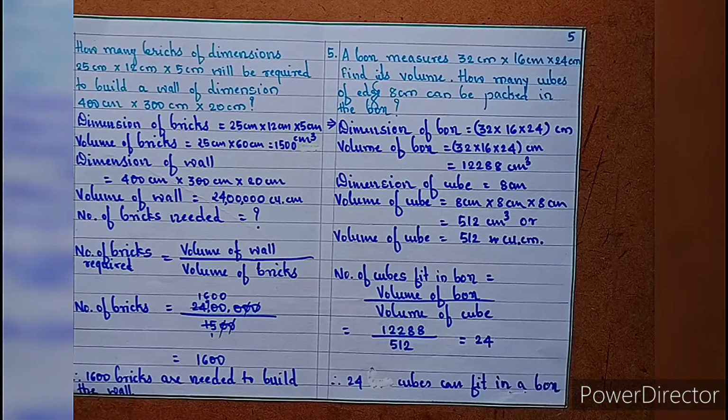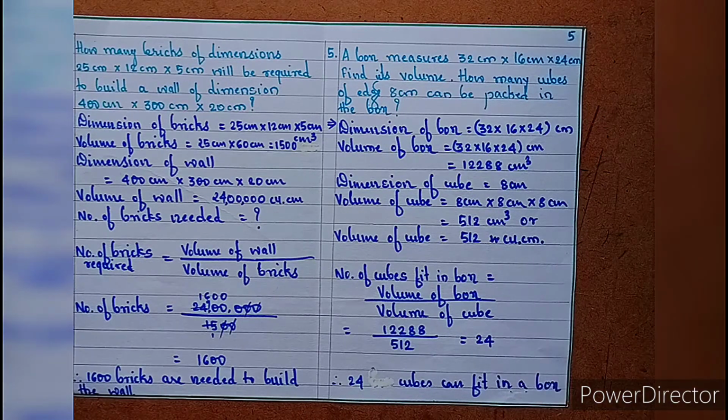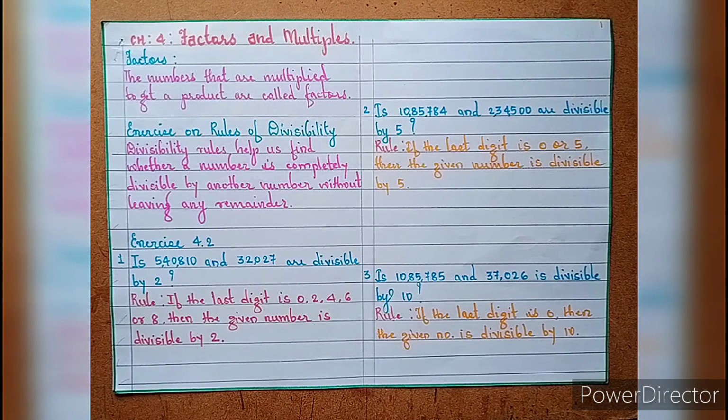Therefore, 24 cubes can fit in a box. So this is how we have finished the chapter, perimeter, area and volume. Now let's start the new chapter. Chapter number 4, factors and multiples.